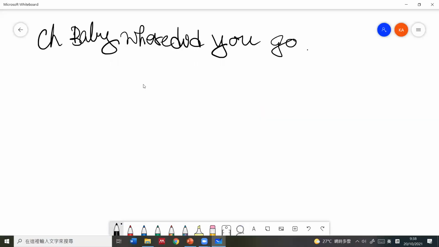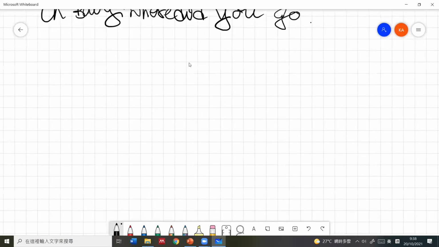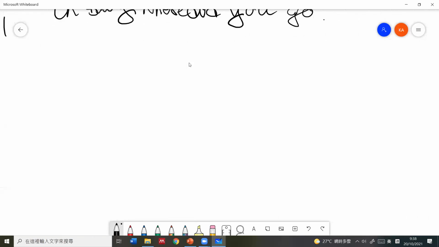Okay, so this lesson. If you have the book with you, you can turn to page 45. Today we will talk about the equations about uniformly accelerated motion.